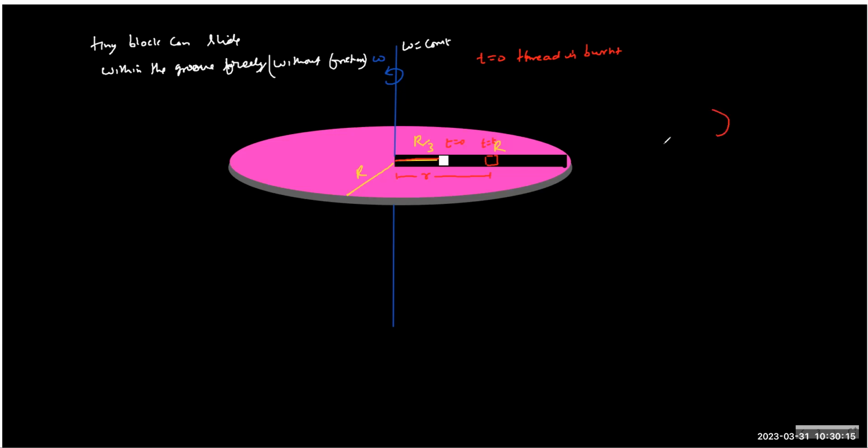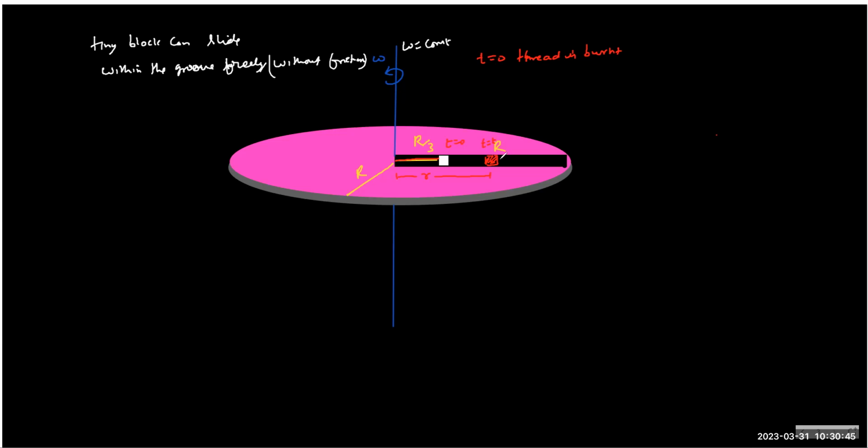Spiral. The spiral will be difficult to analyze because it will have an exponential relation, and the path is difficult to understand. So the best way to analyze this problem is in the frame of the disk itself. Which frame will we be using, disk or ground? Disk.